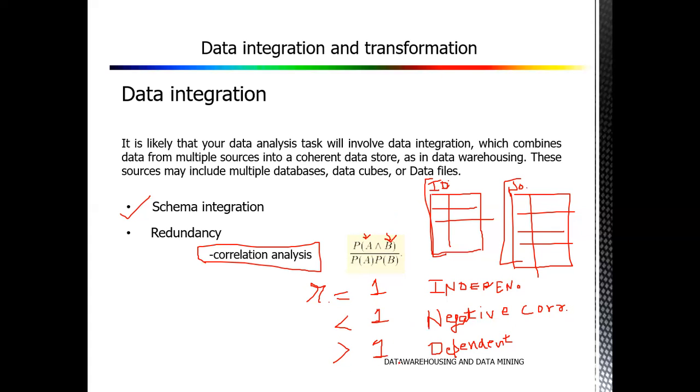If the value is greater than 1, that means both are dependent on each other, and that is the case we are more interested in. What is the meaning of this dependent thing? Whatever is happening with the attribute ID will affect the attribute number in a positive way. That means the same will happen with number. So ID and number, or attributes A and B, are dependent on each other in a positive form. And in which case can we perform data integration? We can perform data integration in the case of the dependent one. So you have to remember that.